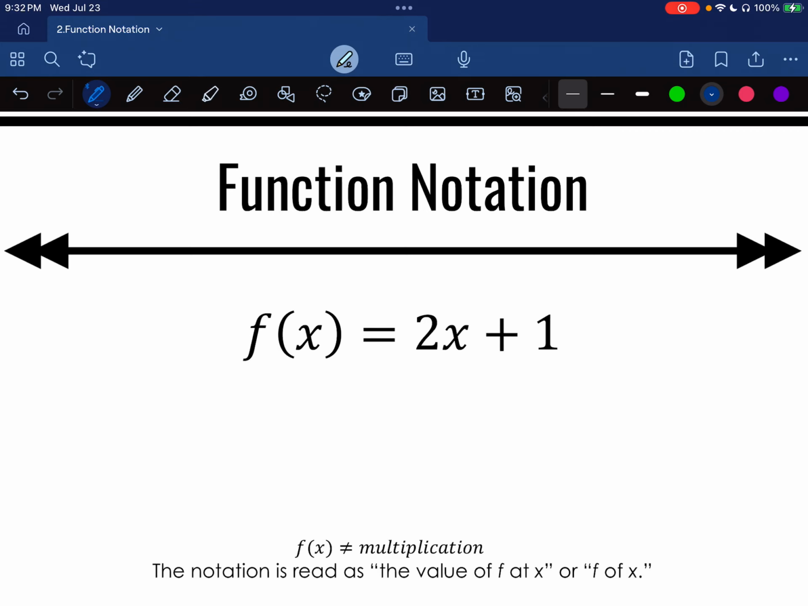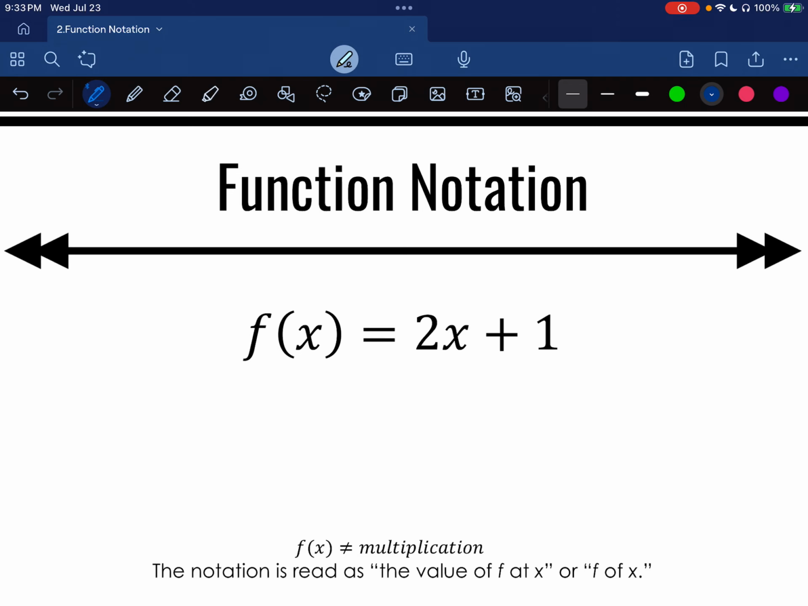We are going to talk function notation. Last time we were together, we talked about relations, which pair inputs with outputs, and functions, which are a special kind of relation. Today we're going to talk all things function notation, how we write these things by hand.